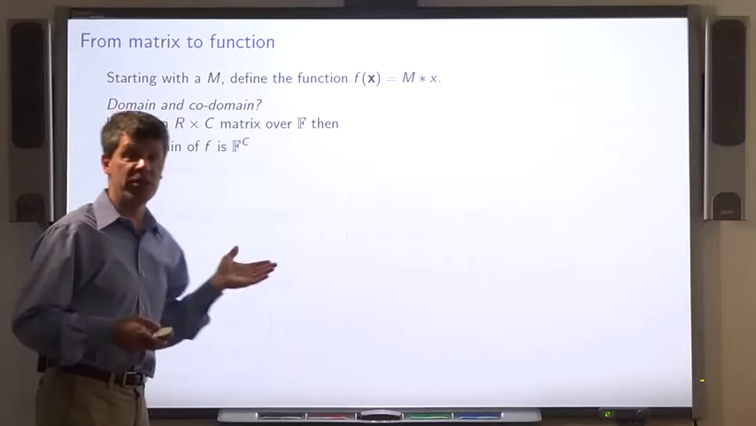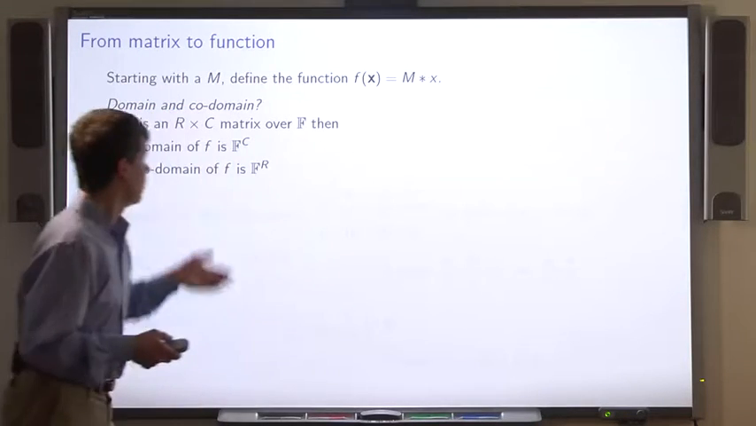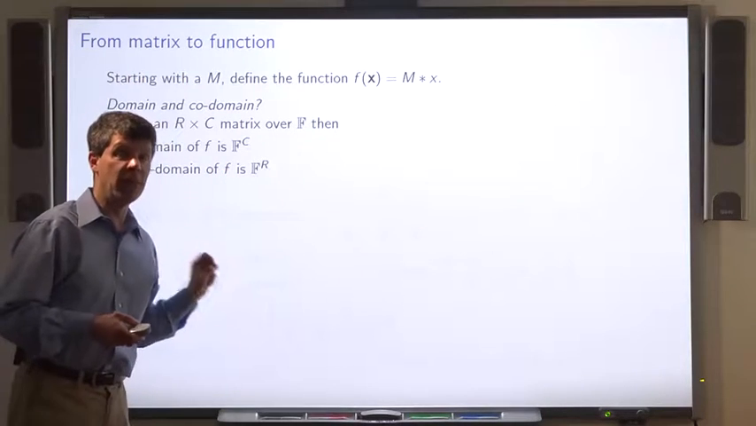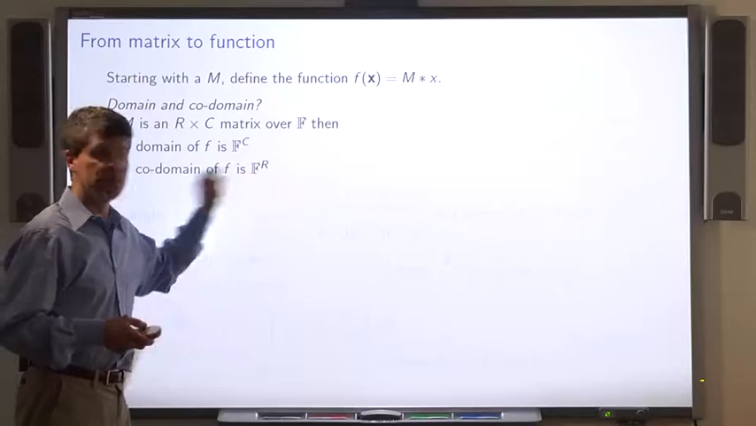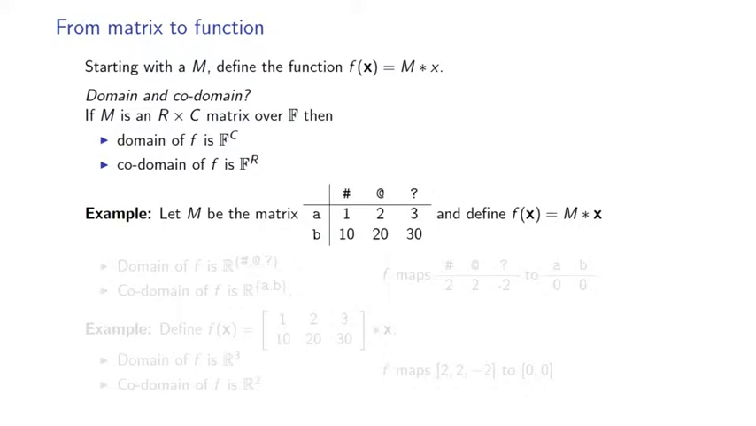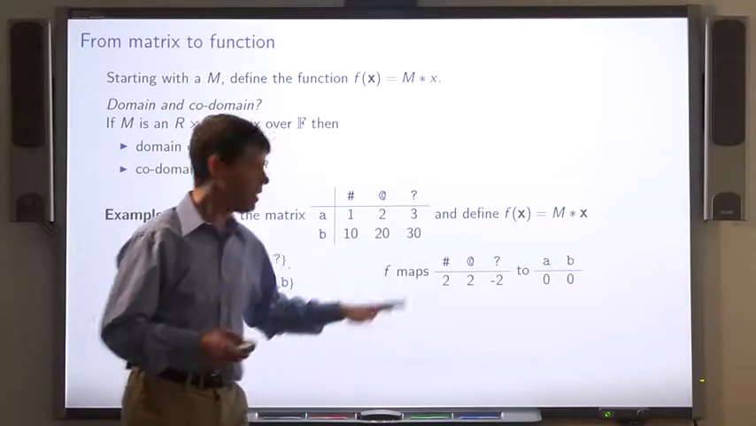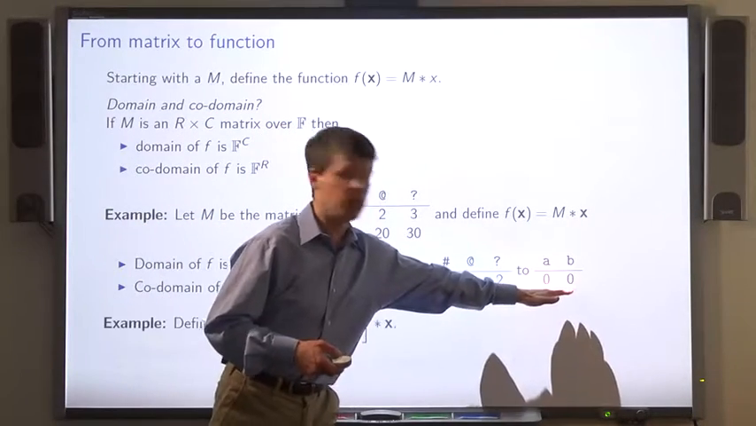Similarly, the output of the function is a vector with domain R. So the codomain of the function f is the field to the R. For this matrix, the function f of x equals M times x has a domain of R to the set sharp at and question mark, and the codomain is R to the A and B. So for example, given this as input, this is the output.